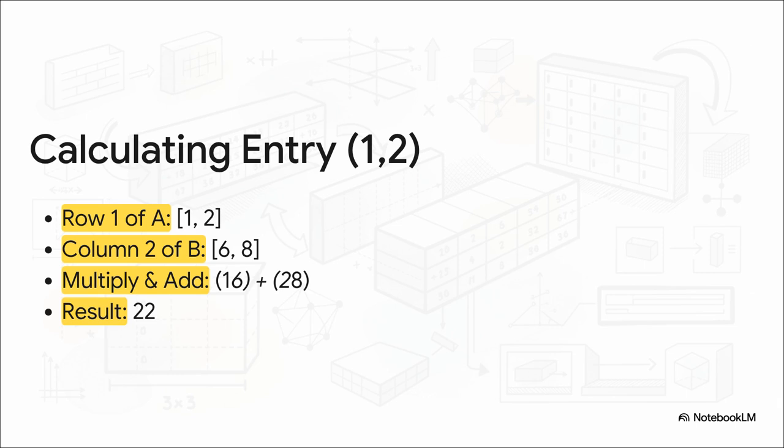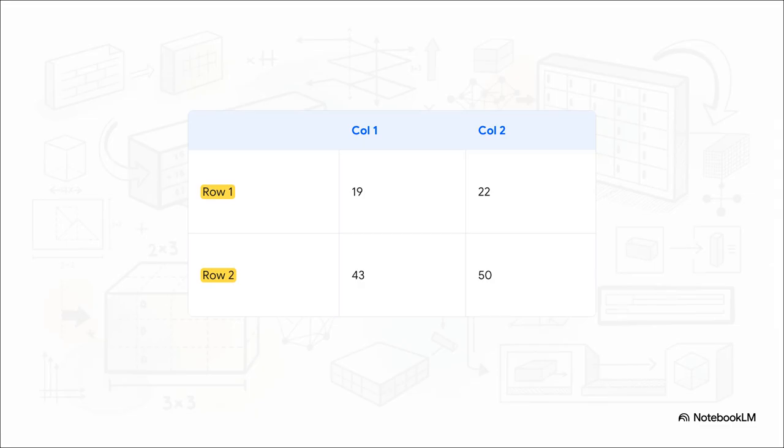You see the pattern, right? The position of the answer literally tells you which row and which column to grab. And if you keep that rhythm going, row by column for the bottom left, row by column for the bottom right, you end up with 43 and 50. And there it is, our final 2 by 2 matrix. That's the product of A and B.